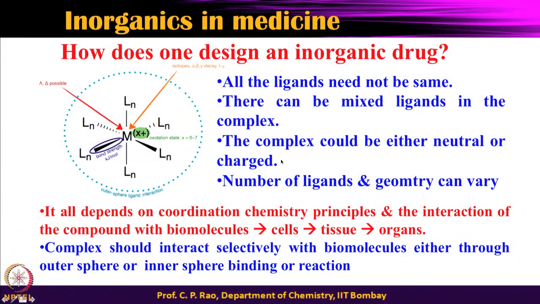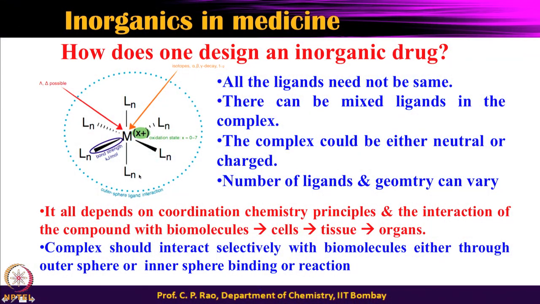So, this is just one example that I have explained, and we will see apoptosis, maybe some more examples in the future classes. And let us look at overall how one designs an inorganic drug. To design an inorganic drug, you choose a metal ion, you choose an oxidation state, you choose coordinating ligands, you choose a coordination geometry, many of these things. It does not mean that all the ligands have to be same. Since I have put Ln, please do not take that all these are the same ligands.